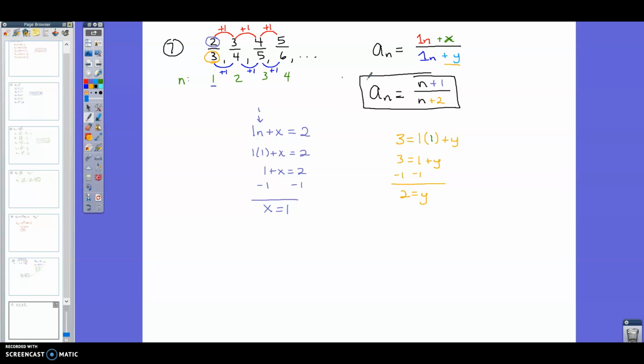And again, we can plug in. If we plug in a 4, 4 plus 1 is 5, which is what we got here. And if we plug in the bottom, 4 plus 2 is 6, which is what we have here. So it checks out.